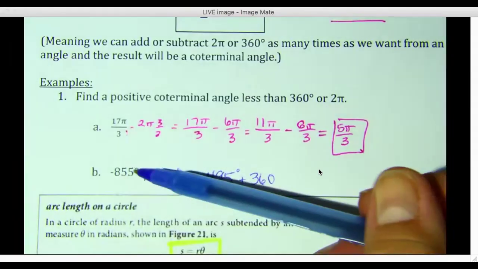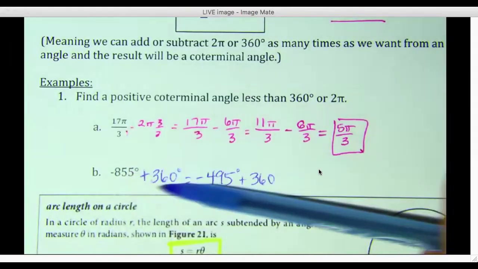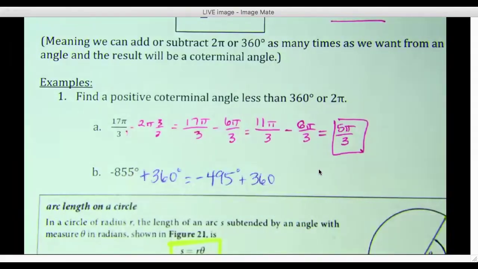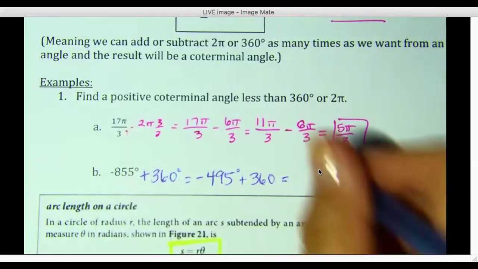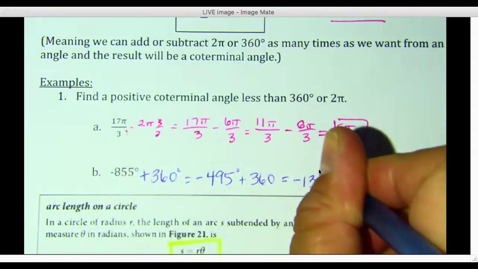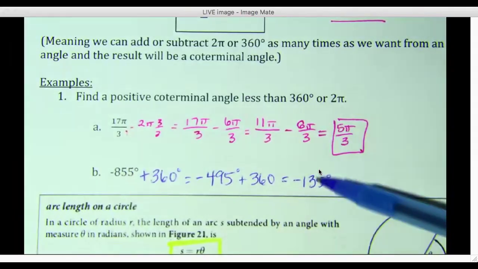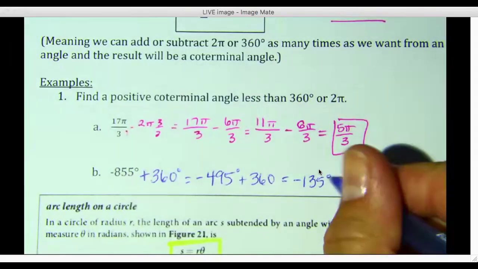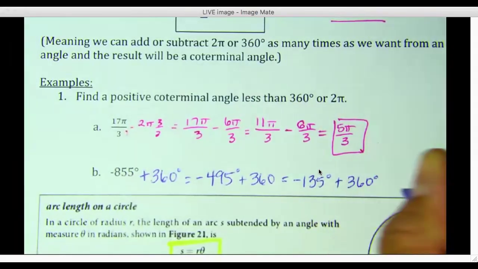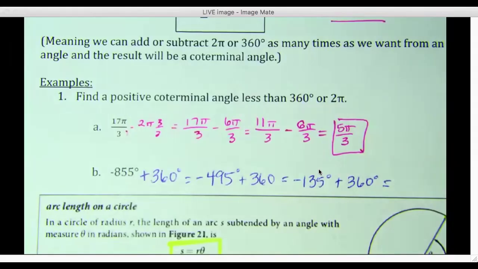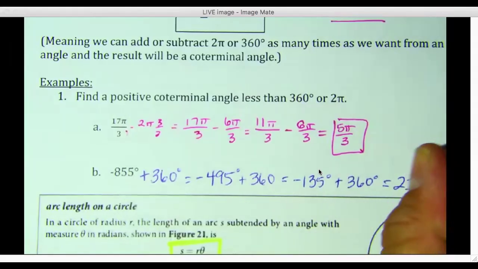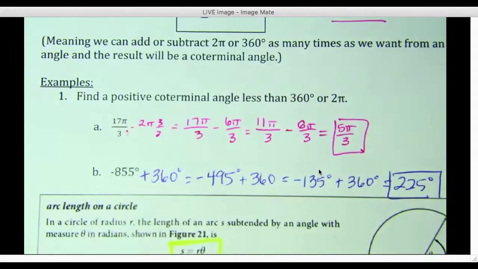And if you notice that you're going to need 3 360s, then in one step, you could multiply 3 times 360. But if you don't notice that, we can just add 360 at a time until we get to what we need. So when I add that again, I end up with negative 135. And though that is the number portion less than 360, it is not positive. So I need to add 360 again. And when I do, I end up with 225. And so 225 degrees is a positive coterminal angle to negative 855.